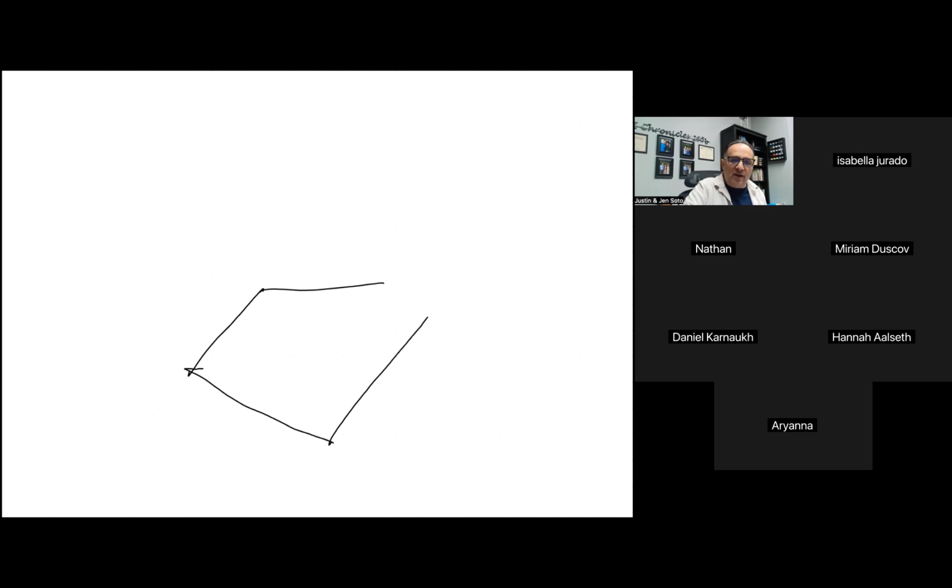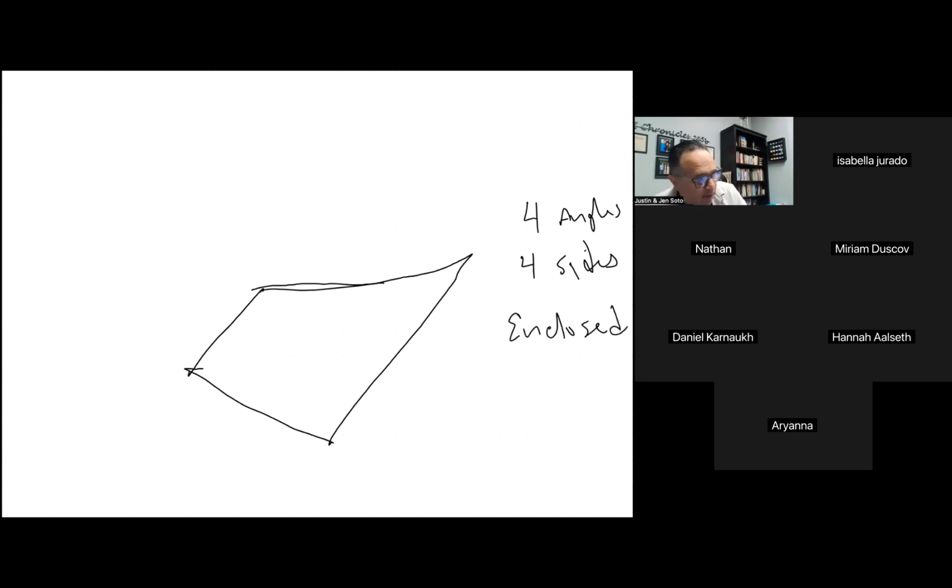Okay. In order to be a quadrilateral, you're going to need to have 4 angles inside of it. You're going to have 4 sides. It's going to have to be fully enclosed. And once it meets all those parameters, it's a quadrilateral. Like, for example, a pentagon would be the next polygon in order of having angles, and a pentagon would have 5.